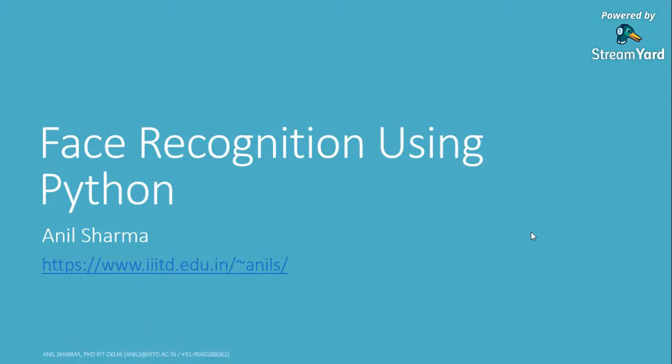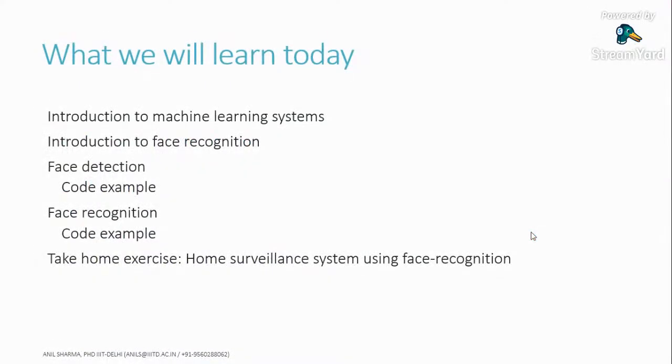Welcome everyone. I'm Anil Sharma, and we will be talking about face recognition using Python in this lecture. I have divided this lecture into 5 sections. In section 1, we will see an introduction to machine learning systems. In the second section, we will see an introduction to face recognition. Then in sections 3 and 4, we will see face detection and face recognition, and we will perform them live using some code examples. In the 5th section, I will leave you with a take-home exercise where you can use the learning from this lecture to build your own home surveillance system using face recognition.